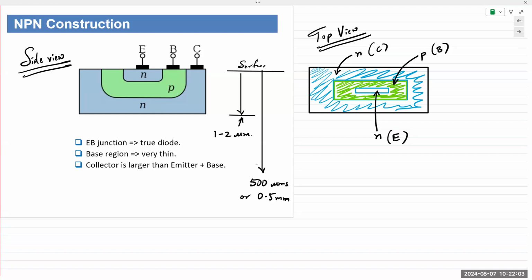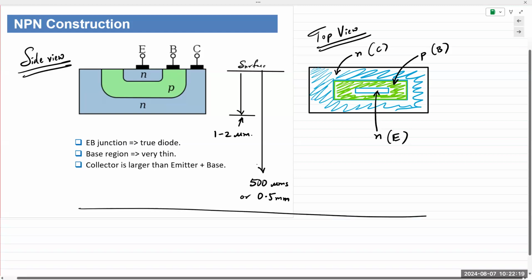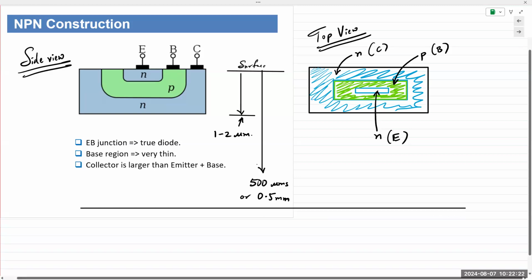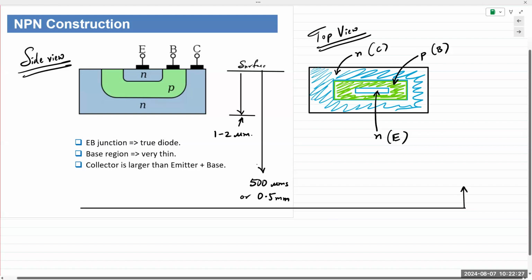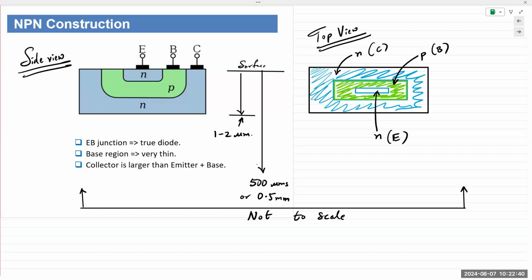Okay, so you see 3 connections on the NPN transistor, E, B, C. The EBC stands for emitter, base, and collector. And these are, of course, not to scale. So I need to ensure I write that down there. These images are not to scale. They're completely blown up and out of proportion. So you have 3 terminals: emitter, base, and collector.